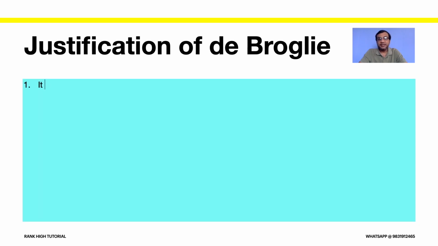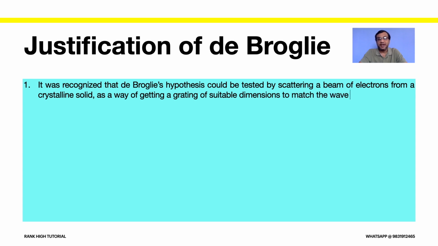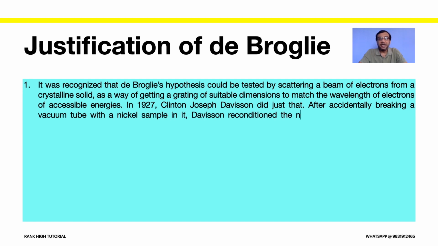It was recognized that the de Broglie hypothesis could be tested by scattering a beam of electrons from a crystalline solid, as a way of getting a grating of suitable dimensions to match the wavelength of electrons of accessible energies. In 1927, Clinton Joseph Davisson just did that. After accidentally breaking a vacuum tube with a nickel sample in it, Davisson reconditioned the nickel sample by heating it and formed large nickel crystals.